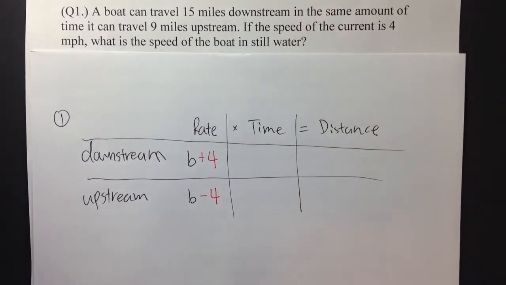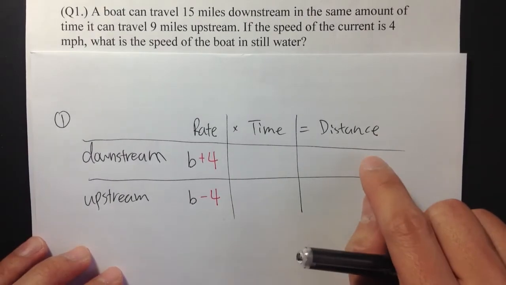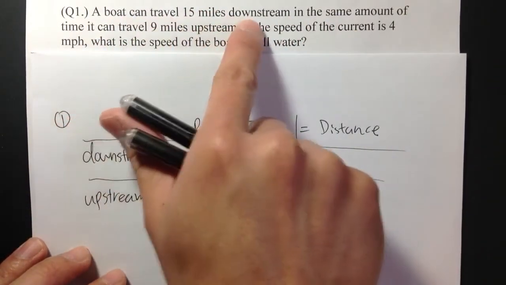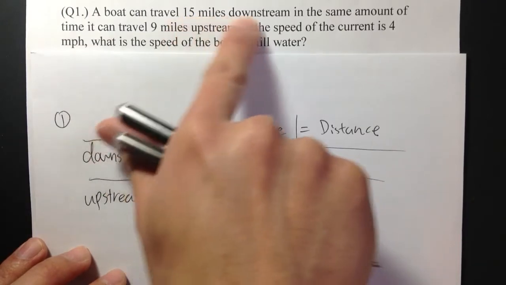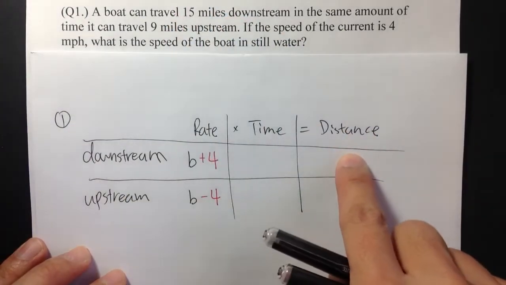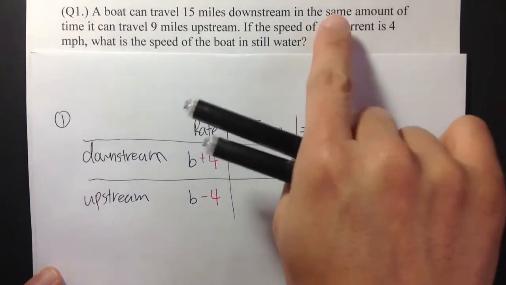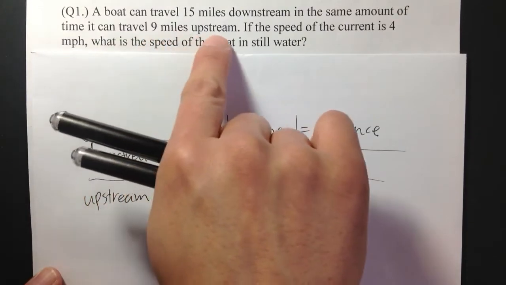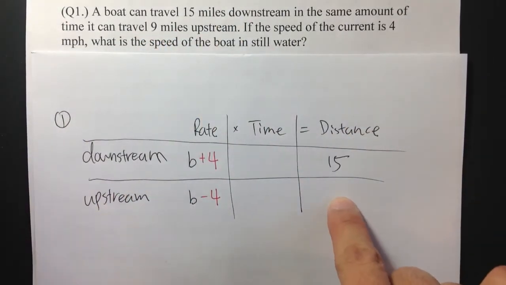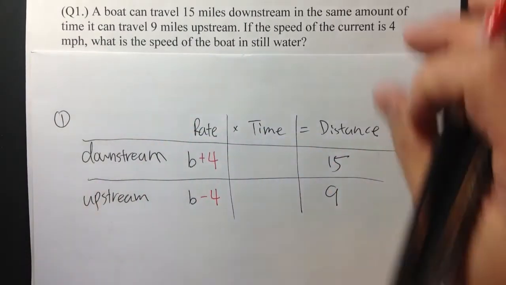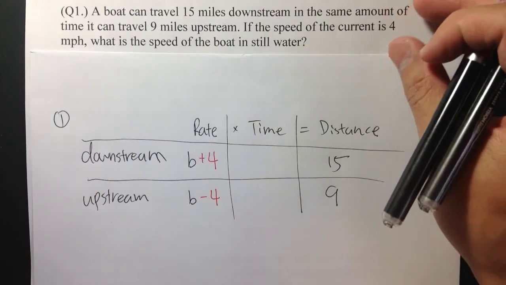That's how we can figure out the speed for these two boxes, for the downstream and the upstream situations. Now let me go with the distance, because we can find the distance from the question. It says the boat can travel 15 miles downstream. So the 15 goes right here, the downstream distance. And it also says that it travels 9 miles upstream. So the upstream distance is equal to 9. So far this is all the information that we can get from the question.